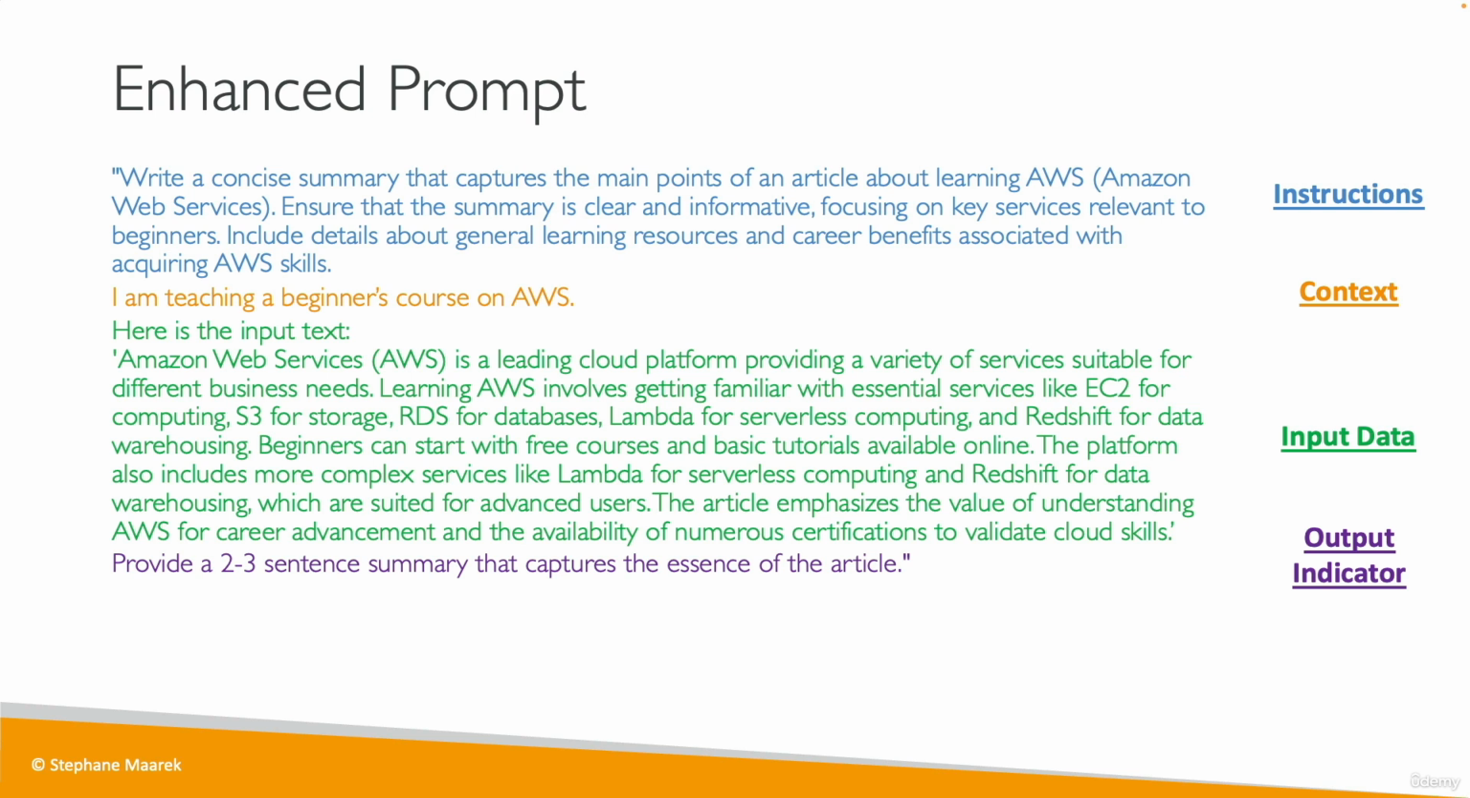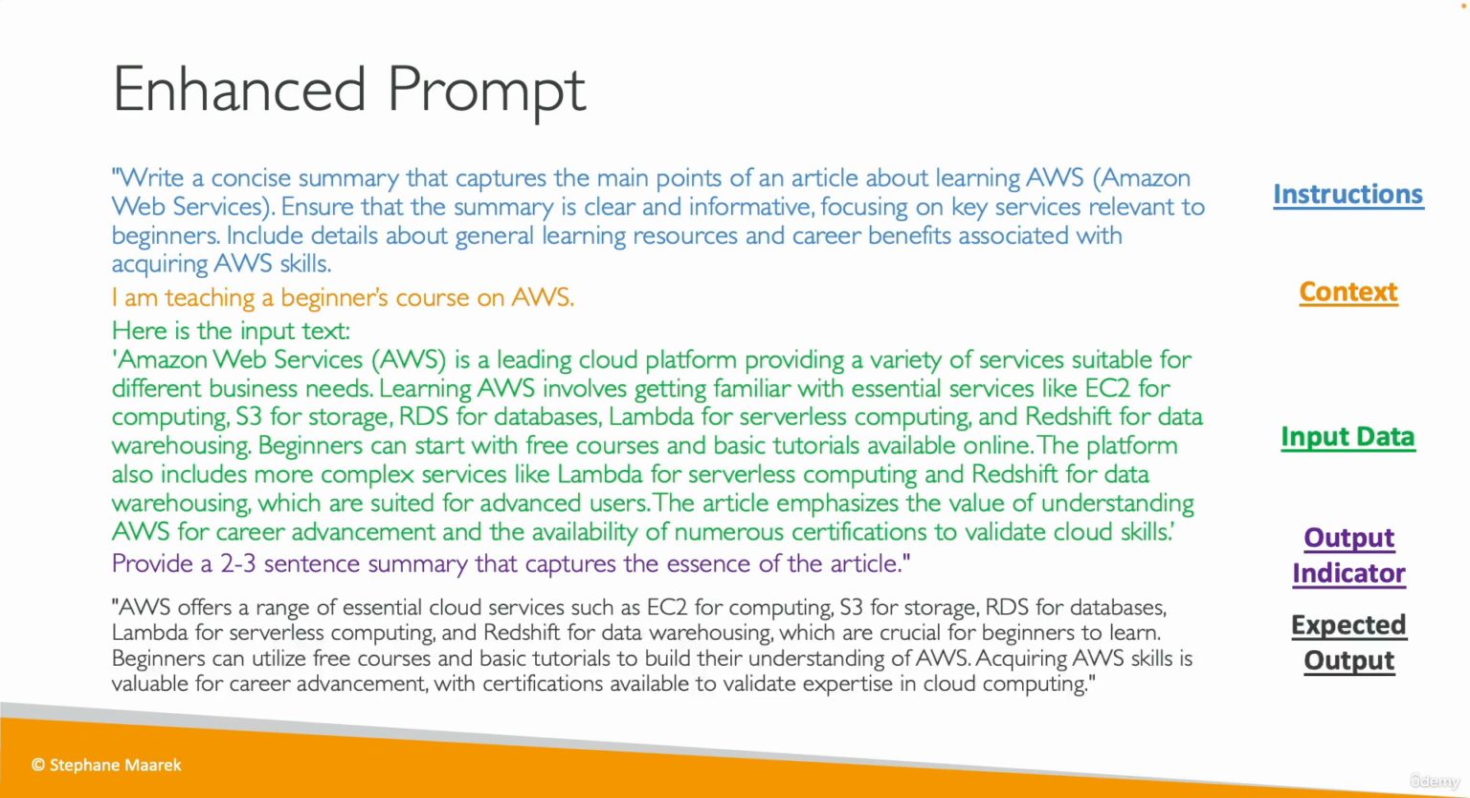So this is great because I'm very clear. I have provided very clear instructions, good context, input data, and an output indicator. And therefore, when I use it on my LLM, I will get the expected output, which is 2 to 3 sentences that summarize what AWS is, based on this article, from a beginner's context. So hopefully that makes sense. And this is something that AWS wants you to know.